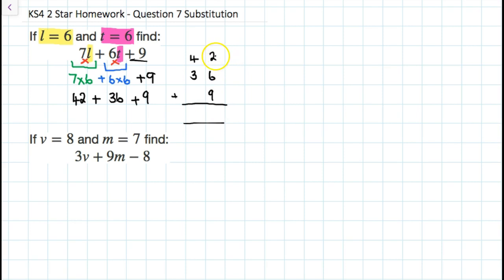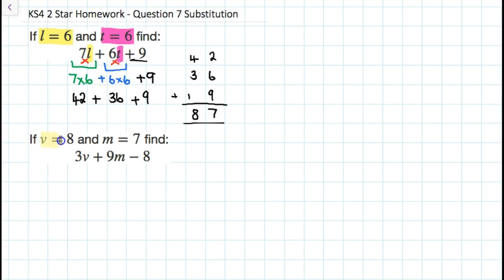Okay, so we've got the 2 add the 6 gives us 8. 8 add the 9 gives us 17, so 7 down, carry the 1. 4 add 3 add 1 gives us 87. In this type of question, you do usually get marks for substituting in accurately, so getting either the 42 or the 36 right, and then going on to the full marks for the final answer. We're going to look at the next question and substitute these values in.